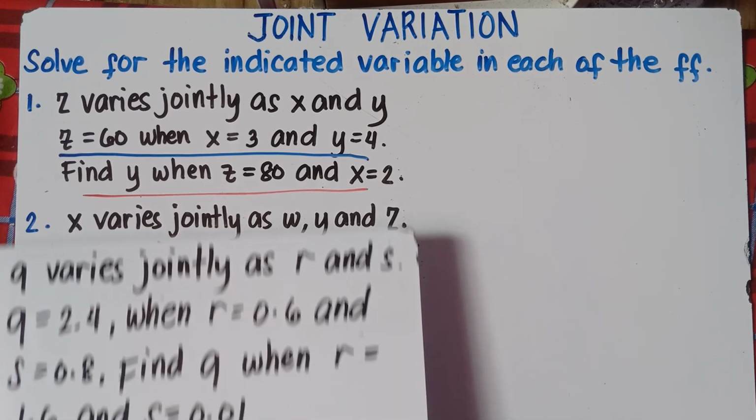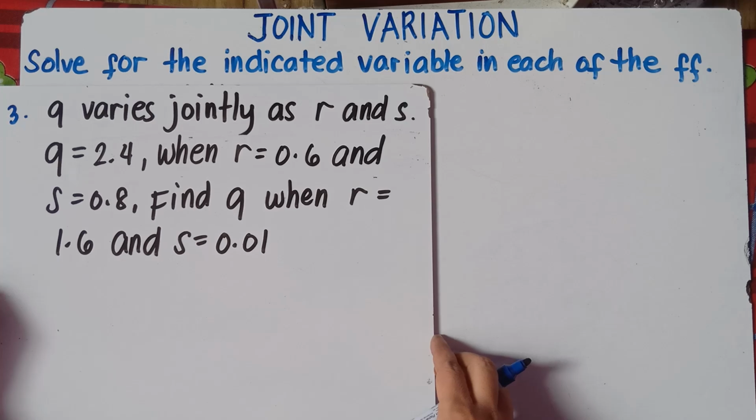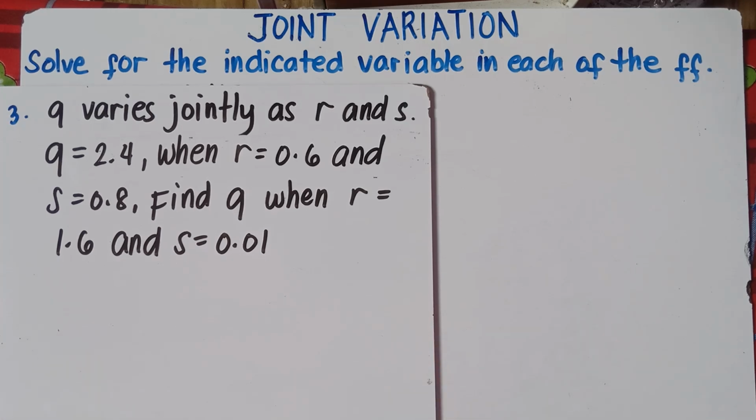What if, sir, we have a decimal dividend? So this will be our example, class, for number 3. Q varies jointly as R and S. Q equals 2.4 when R equals 0.6 and S equals 0.8. Find Q when R equals 1.6 and S equals 0.01.